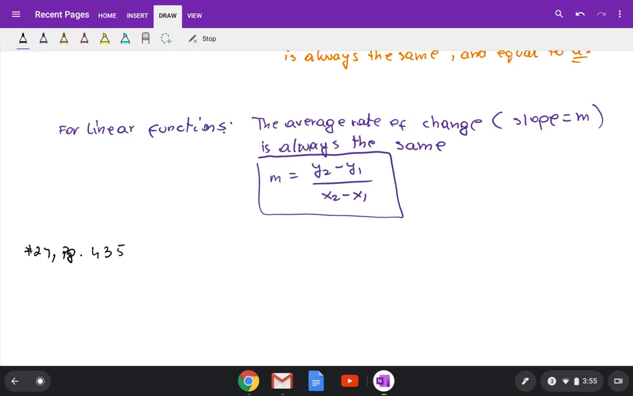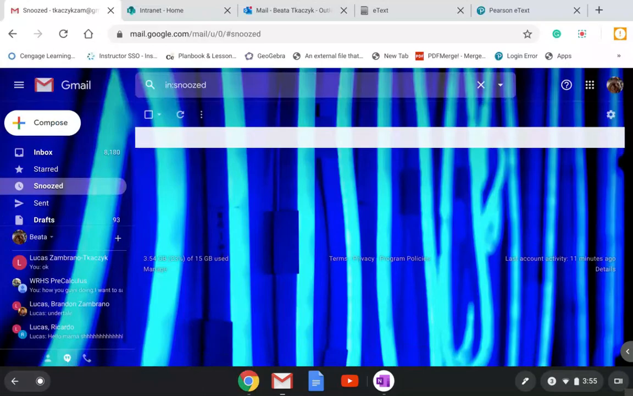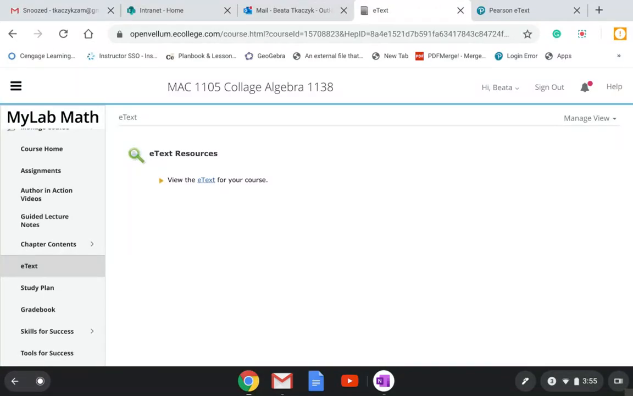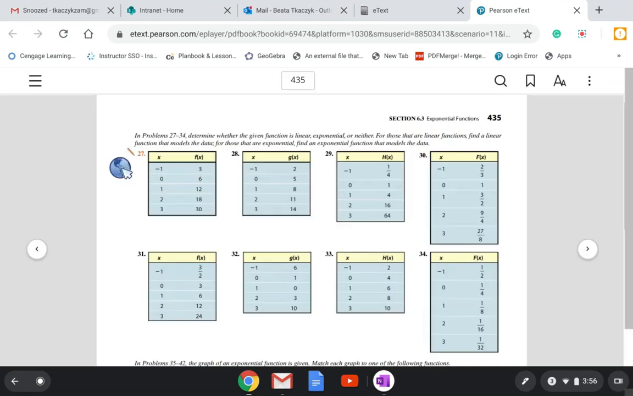Okay, so let me see. Okay, do I have it? Yes. So this is page 435, and I want to prove it number 27.